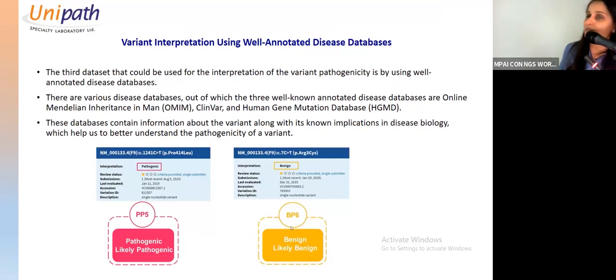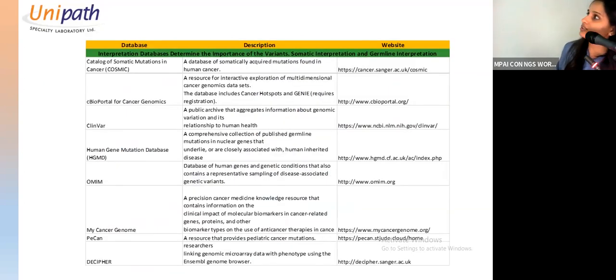And when this is benign, this criteria is added into the other criteria which you have considered, the population frequency and in silico prediction. So this adds more into it. This is the third criteria which gets added. Right, now this is the difference.